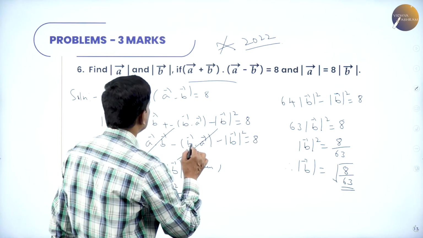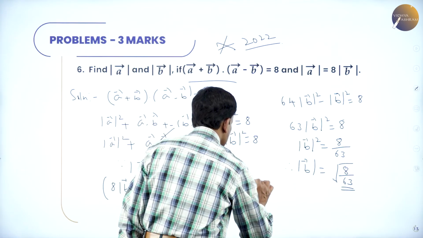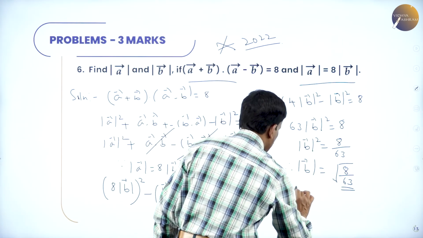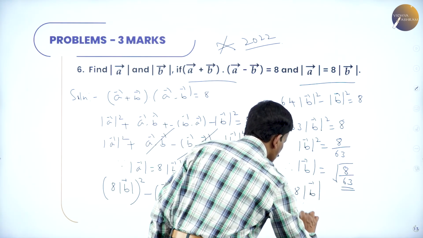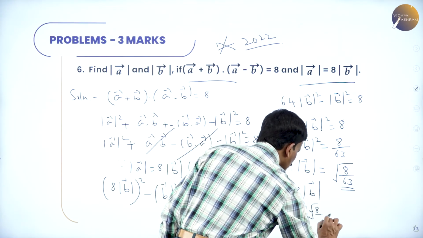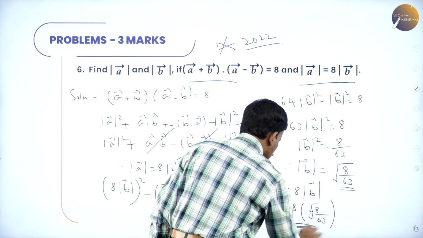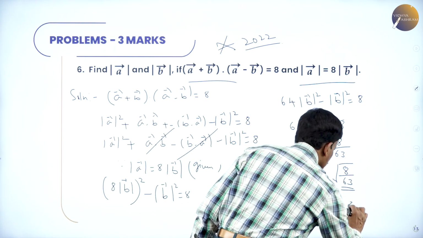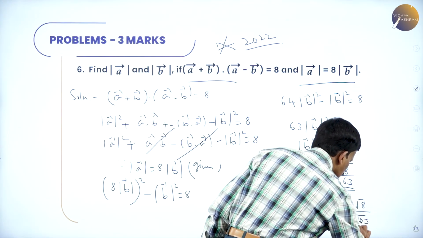Now, this is vector b. Now, what is required is to find vector a. Since vector a is equal to 8 times vector b, substitute it. So, this is 8 into, what is vector b? Root of 8 by 63. So, length of vector a is equal to 8 into root of 8 divided by 63, or this can also be 8 into root 8 divided by root of 63.